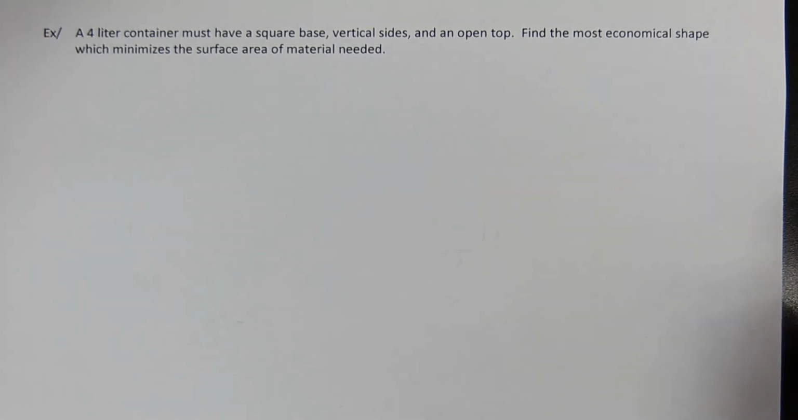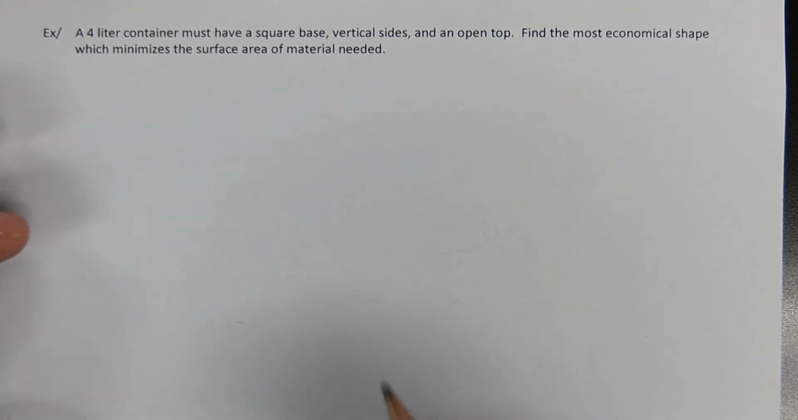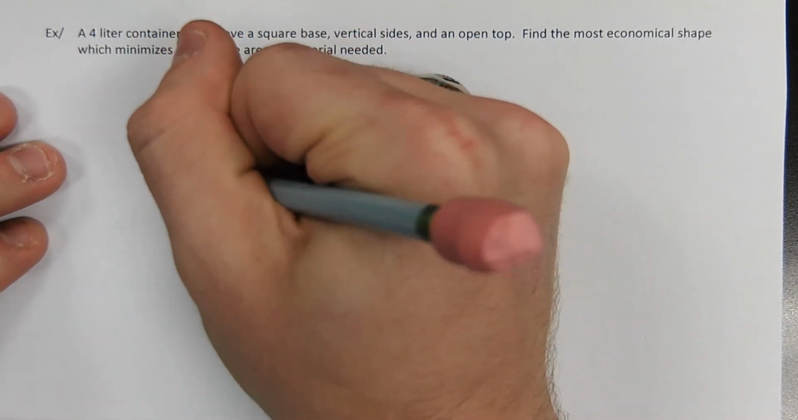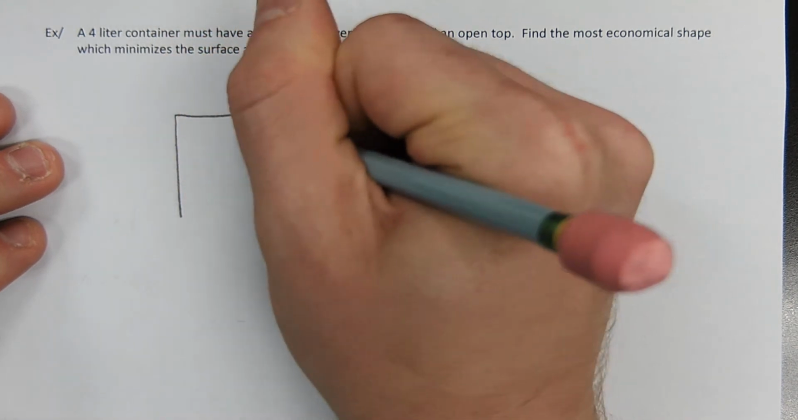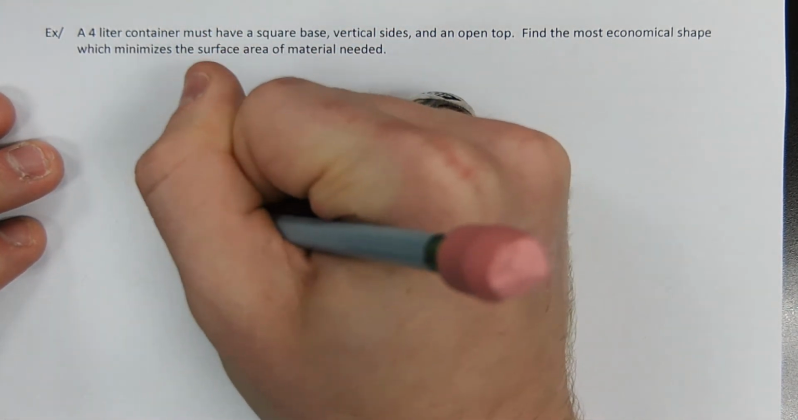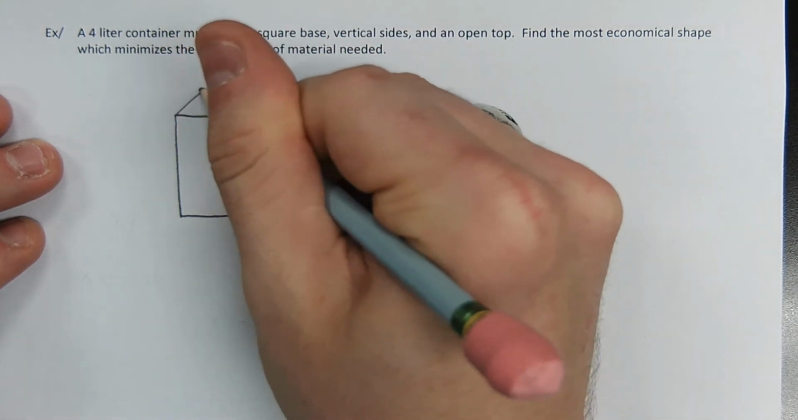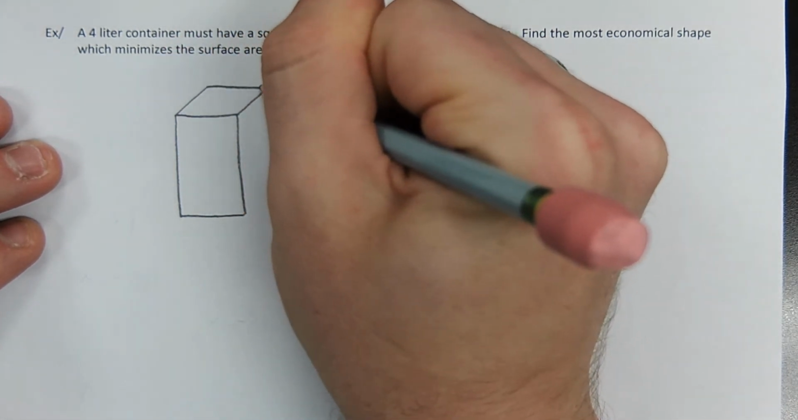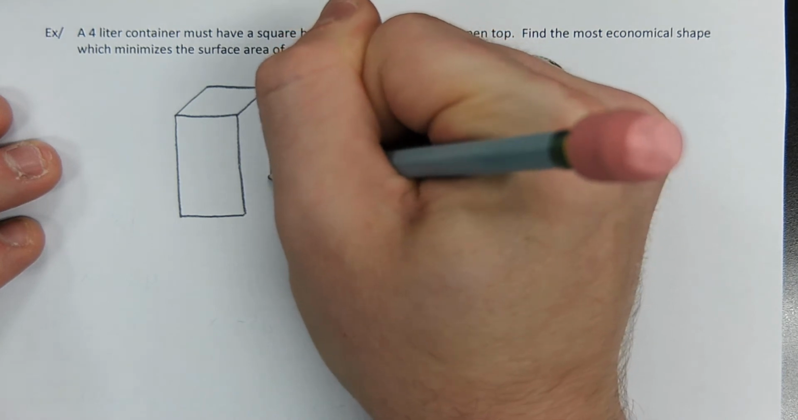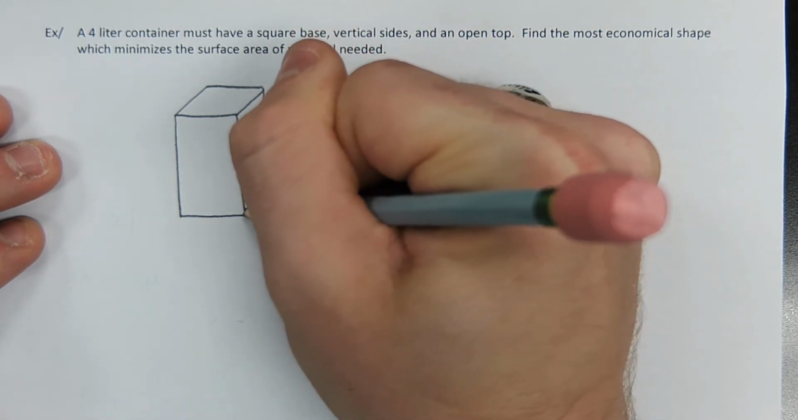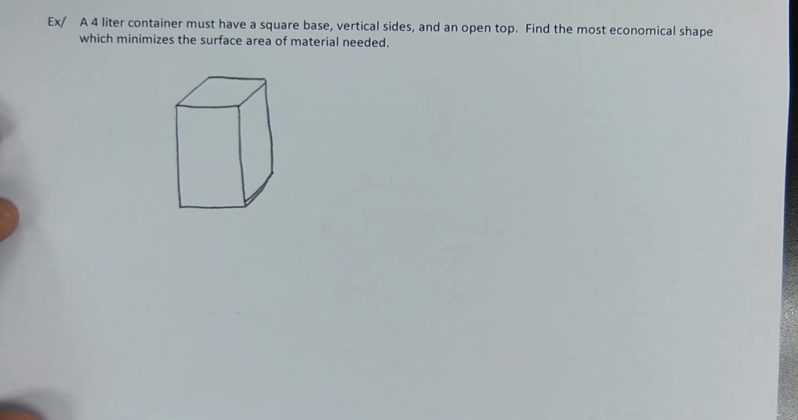This one says a 4-liter container must have a square base, vertical sides, and an open top. Sounds like a box to me with a square bottom. Okay. Which means the top is a square as well. There's my open top box.